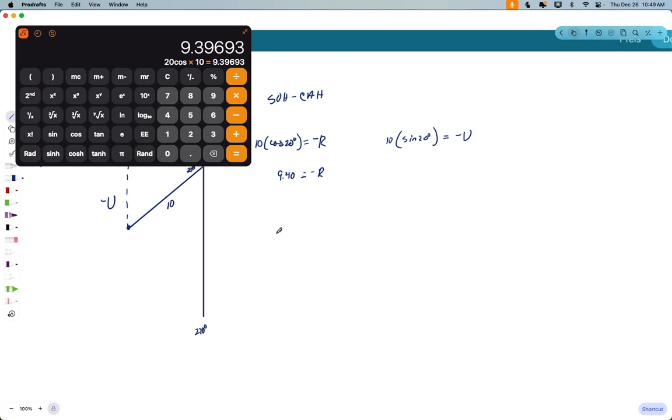Negative R. I transfer the negative to the value by multiplication of negative 1 times both sides. Negative 9.40 equals my R term. And now I do my U term. 20 sine times 10, 3.42 is my negative u. I transfer the negative to this side by multiplying both sides by -1 because we don't want a negative variable. So negative 3.42 is equal to u.